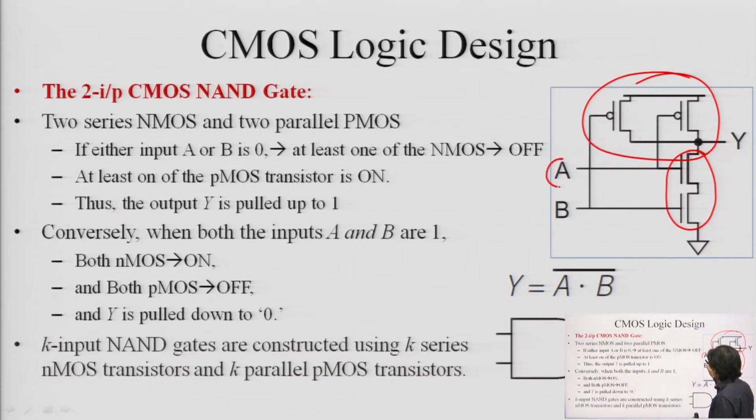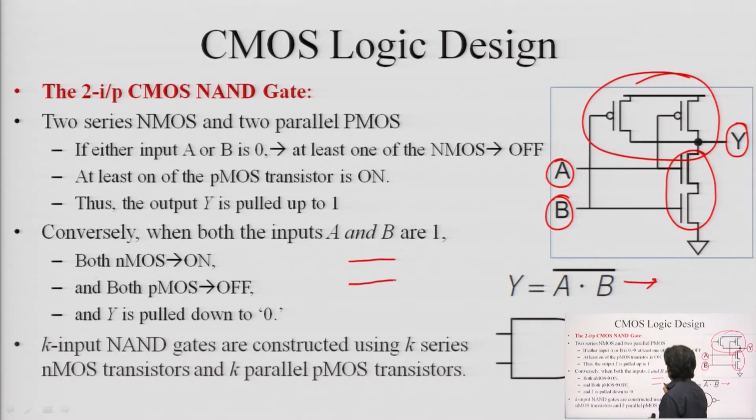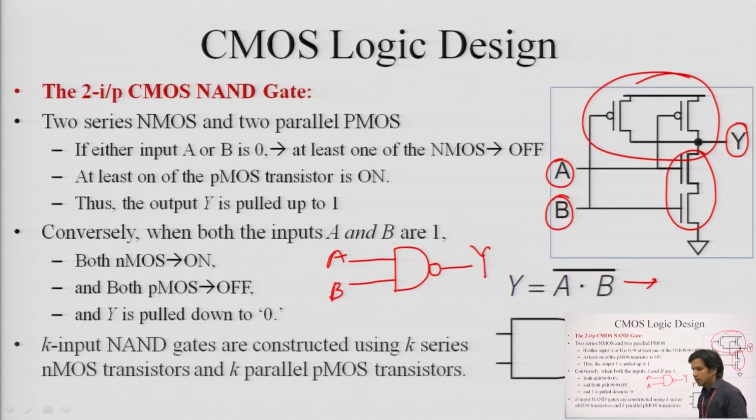In this you can see we have 2 inputs, A and B. If you see the output y in terms of a Boolean expression, you will see (A dot B) whole bar, clear, and this is the logic symbol of your NAND gate, with inputs A, B and output y, clear.